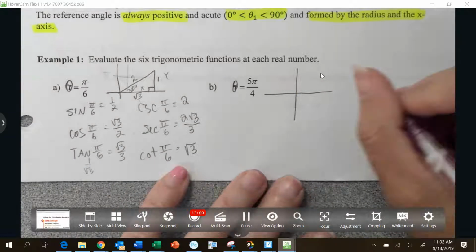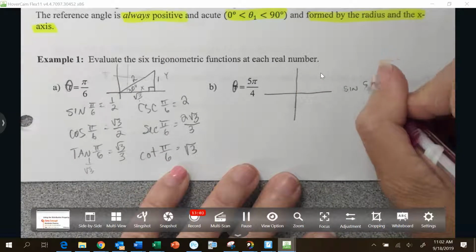Okay, next one is 5 pi over 4. So sine 5 pi over 4.